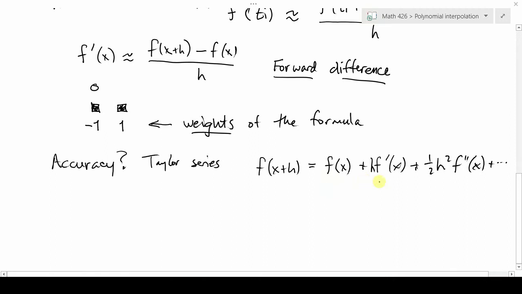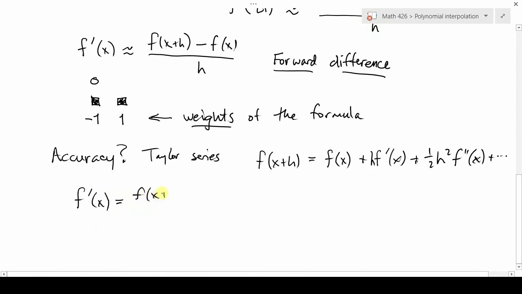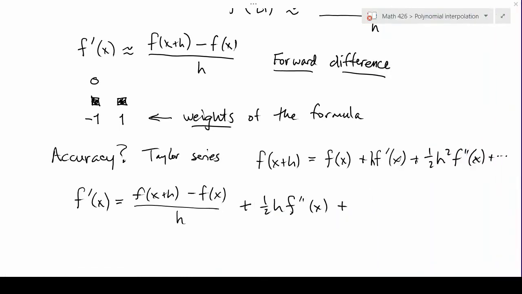So if we rearrange this slightly and put the f prime by itself, then we get f of x plus h, that series, minus the f of x divided by h. And then what's left, well, the first term is plus 1/2 h f double prime of x. And then the next term, here it would have been 1/6 h cubed, but I divided by h, so it'll be h squared times a constant, and I'm just going to call that O of h squared, right?